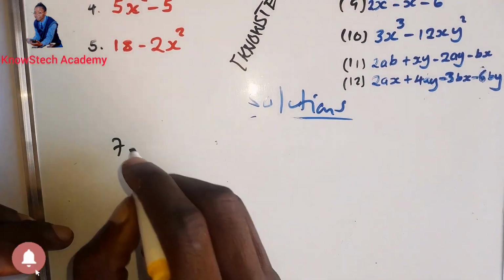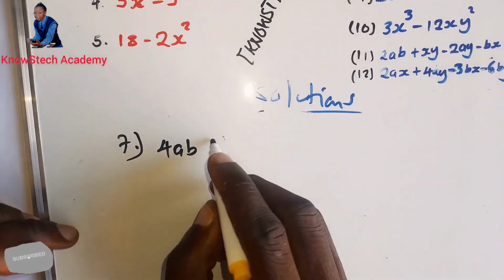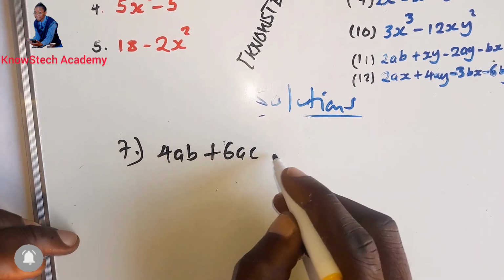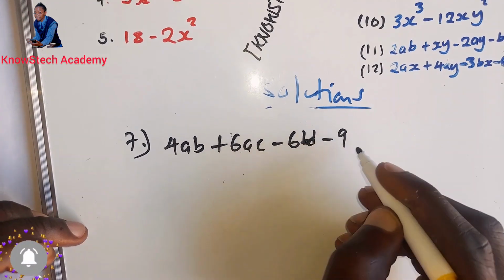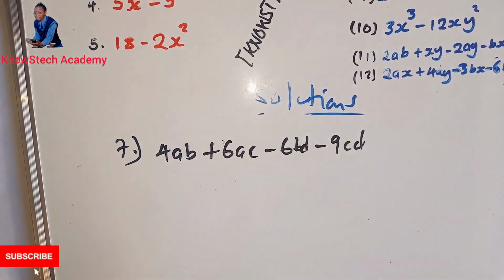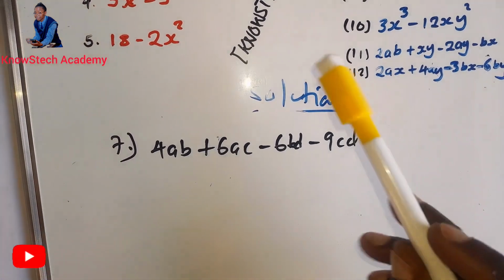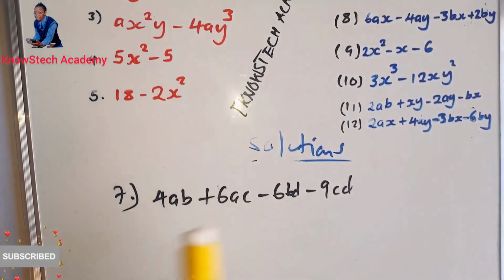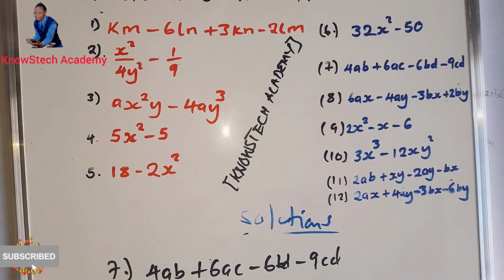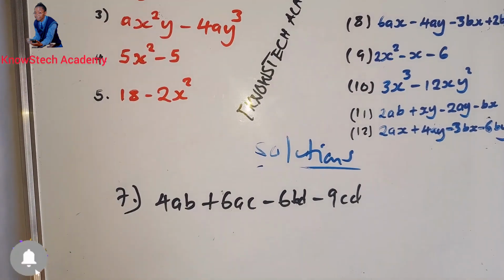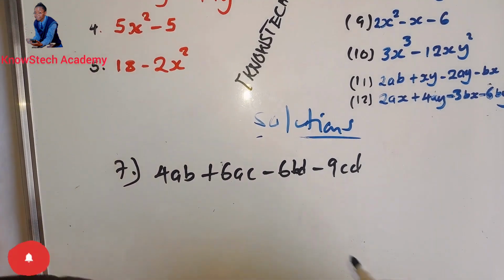So question number 7, we have 4ab plus 6ac minus 6bd minus 9cd. Now before I solve this question, I want to comment on something. Questions like these are just 2 marks questions. When you are given 2 marks, as your guide you should spend less than 2 minutes solving that question.